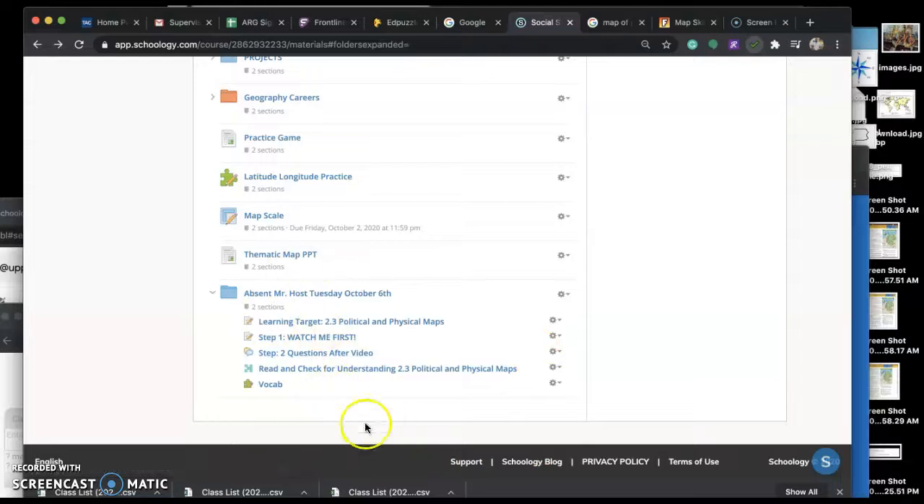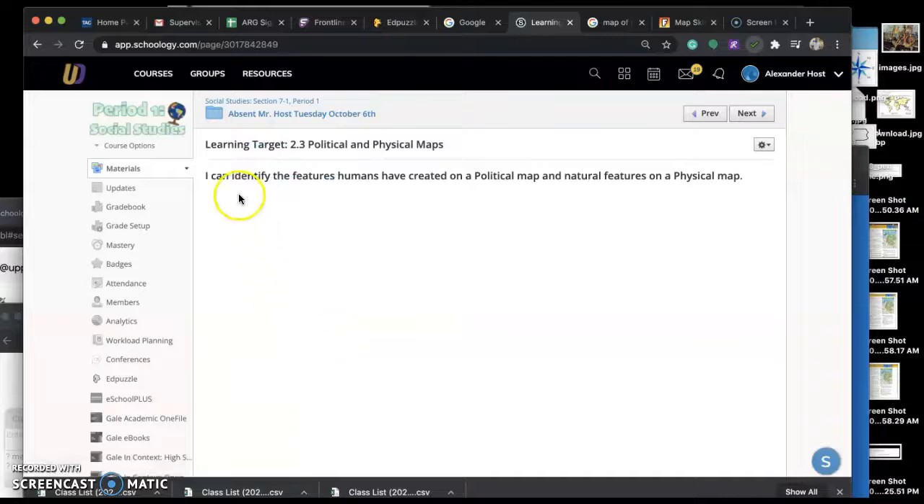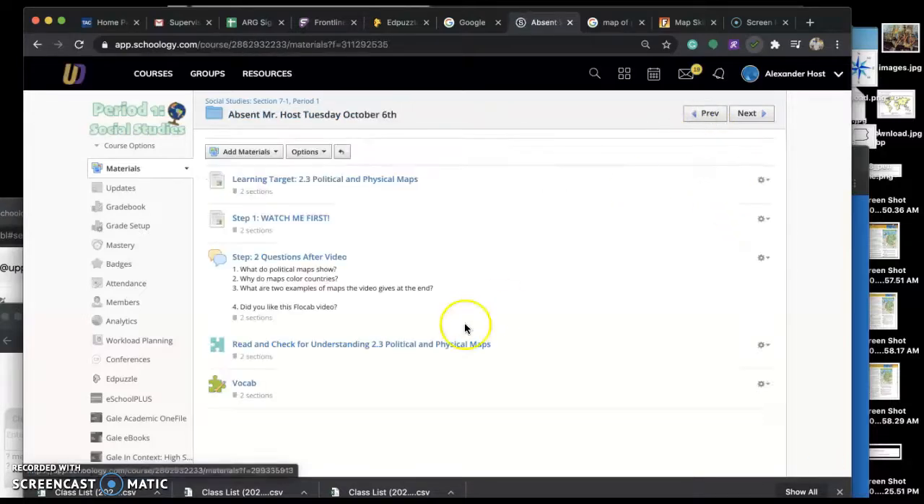Okay? So here's the step-by-step instructions. The first thing you're going to do, you can take a look at our learning target here. I can identify the features humans have created on a political map and natural features on a physical map. Okay, that's our learning target.